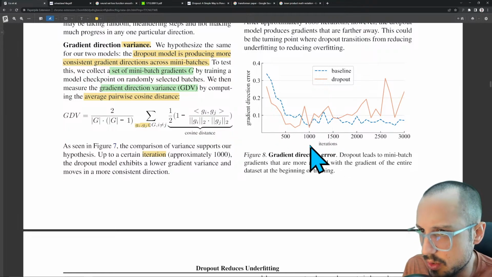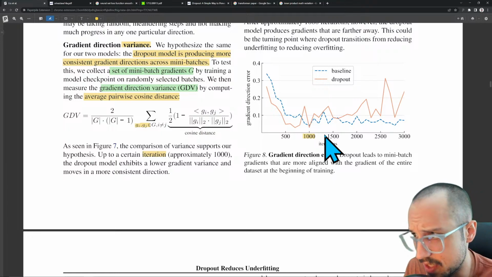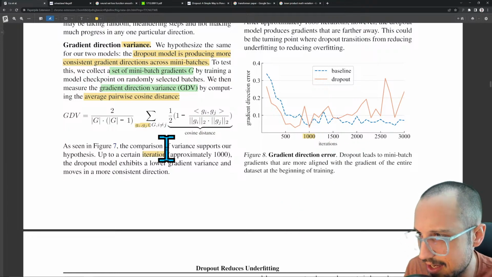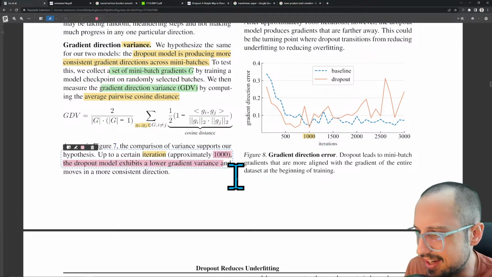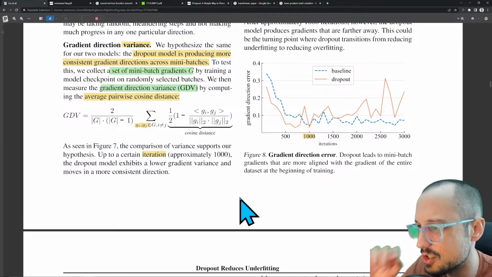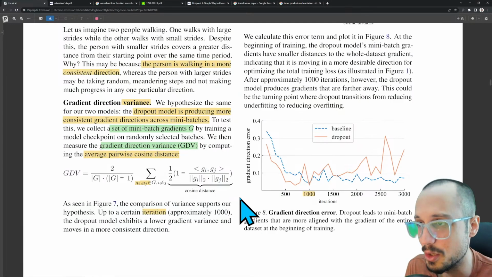So it's important to note here that there's nothing magical about 1000. The number 1000 is going to heavily depend on the model that you're using and the data set that you're using. So there's nothing sacred about this 1000. Definitely don't randomly decide on stopping dropout after 1000 in your particular problem.